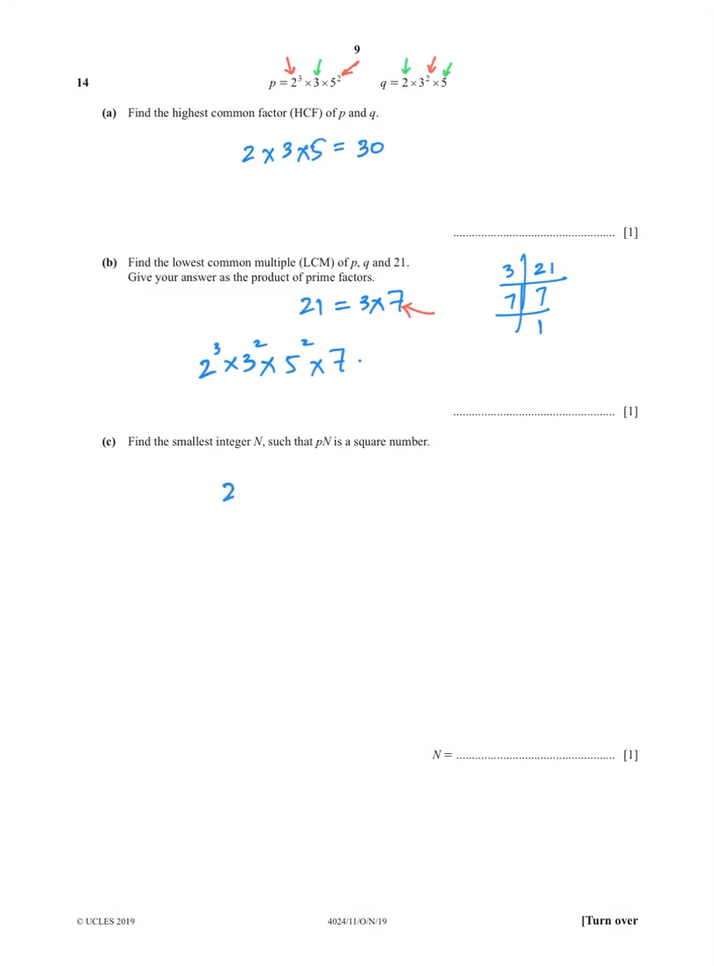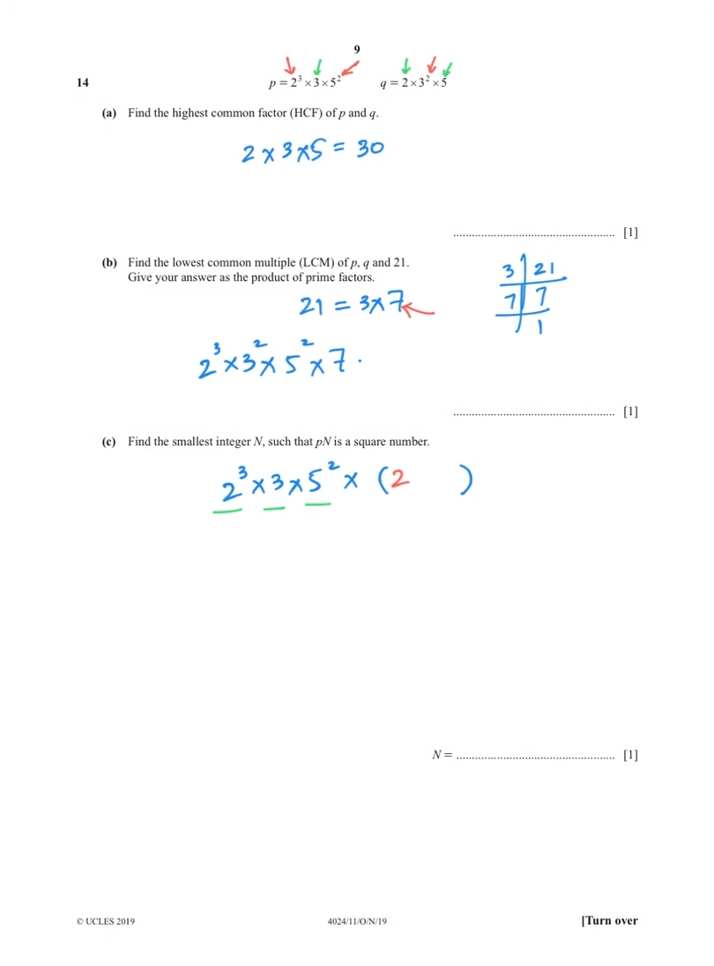For part C, find the smallest integer n such that Pn is a square number. So what is P? P is 2 cube multiplied by 3 multiplied by 5 square multiplied by the value n, that is unknown right now. You need to make it a square number. That means all the factors should have powers that are multiples of 2. If you observe the first one, its power is 2 power cube. You need to make it a multiple of 2. For that purpose, you need one more 2, right? So that will be 2 power 3 multiply 2, that will be 2 power 4. You have a power multiple of 2, that is a condition of a square number.